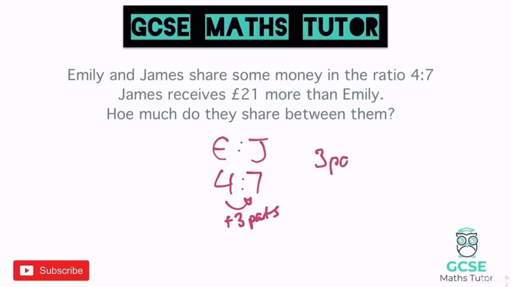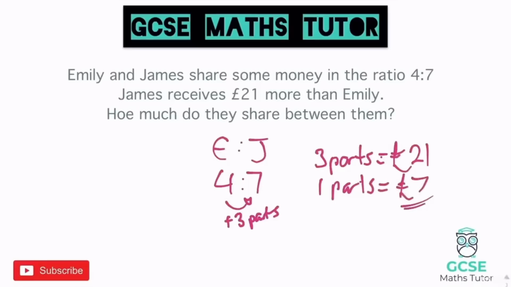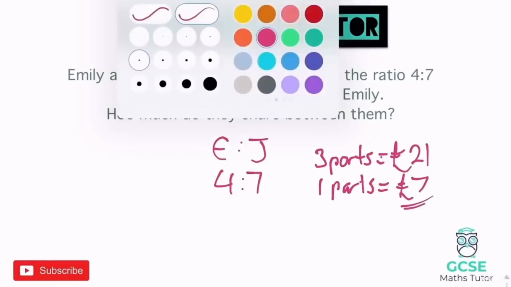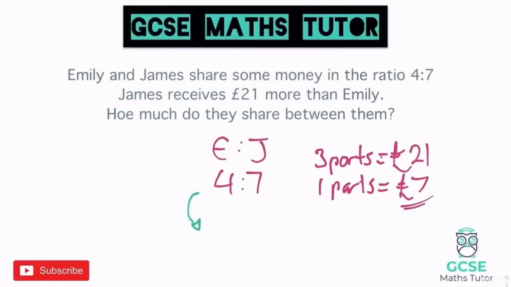So if 3 parts of this ratio equals £21, then 1 part must be, to divide that by 3, must be £7. And from there we can work out how much they both receive. If it was 4 to 7, and each part is now worth £7, well, 4 times 7 gives us £28 for Emily, and 7 times 7 gives us £49 for James. So Emily receives 28 and James receives 49.